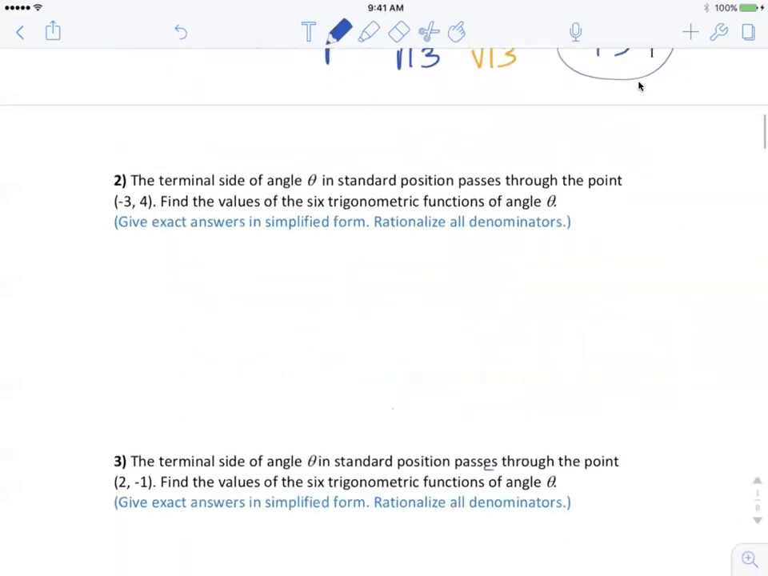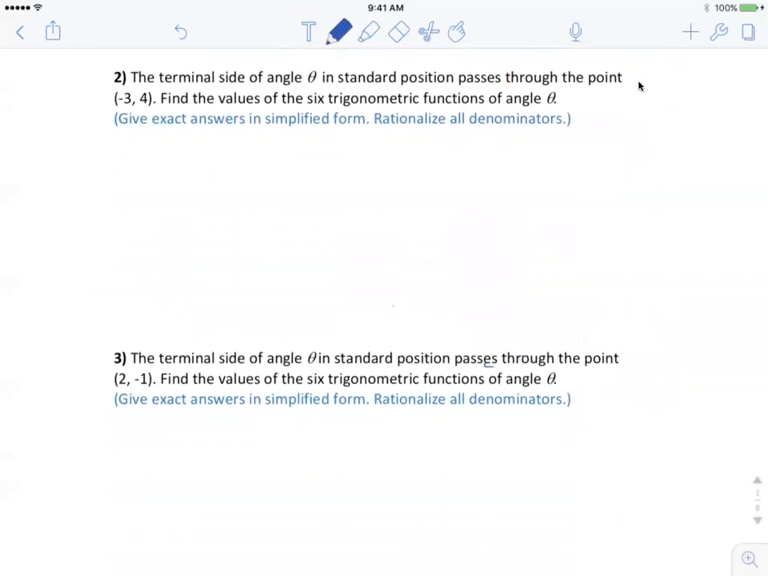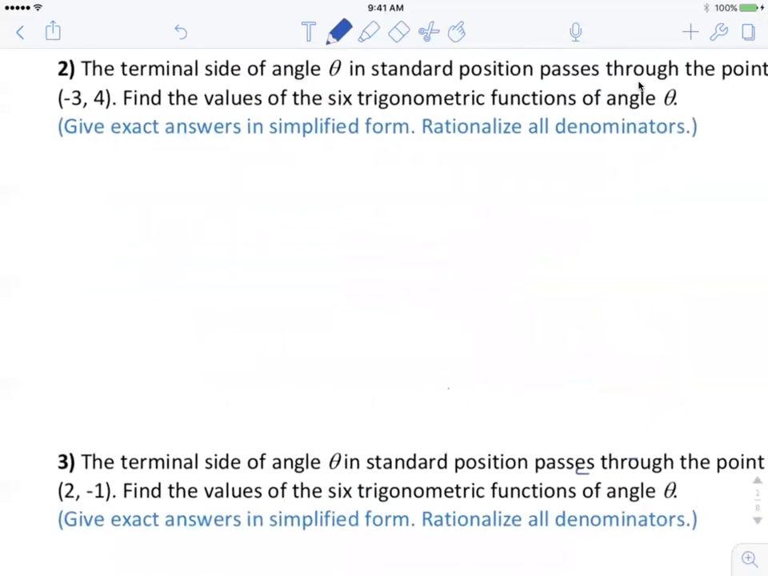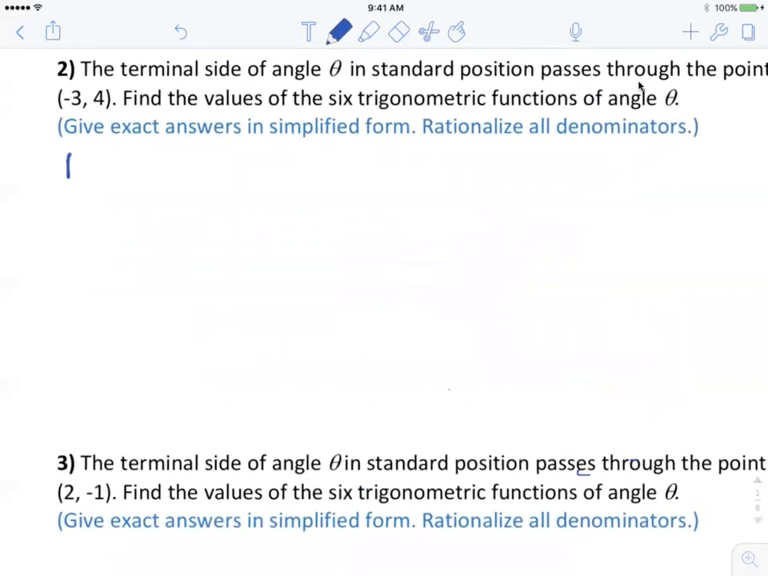Let's practice some more. Here's another one. The point (-3, 4). So the x is negative 3, the y is 4. The first thing you're going to want to do is find r. Let's pull this up a little bit, make it look nice. r is the square root of (-3) squared plus 4 squared. Right? And (-3) squared is positive 9. 4 squared is 16.